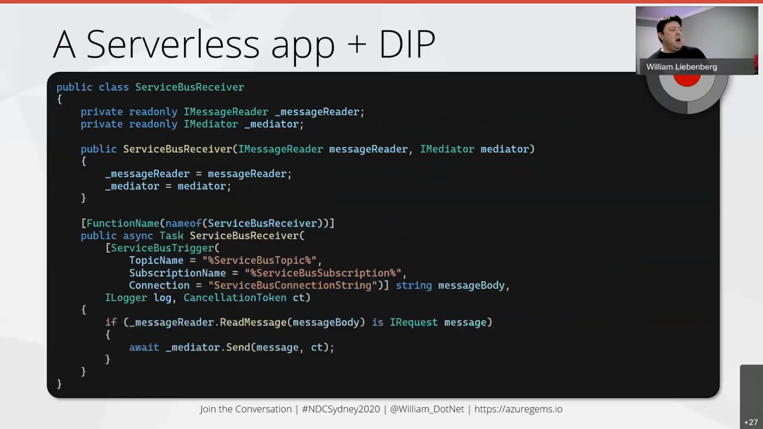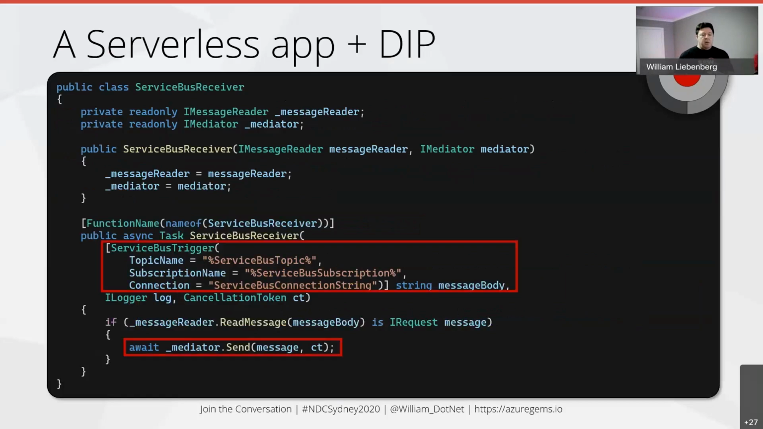Here's an example. Here is one of the service bus triggers. It receives a message from a particular topic on a particular service instance. And what we're then doing is just deserializing that message into one that we can understand. And a lot of times we use a mediator or even something like MassTransit, which is pretty much the same thing.